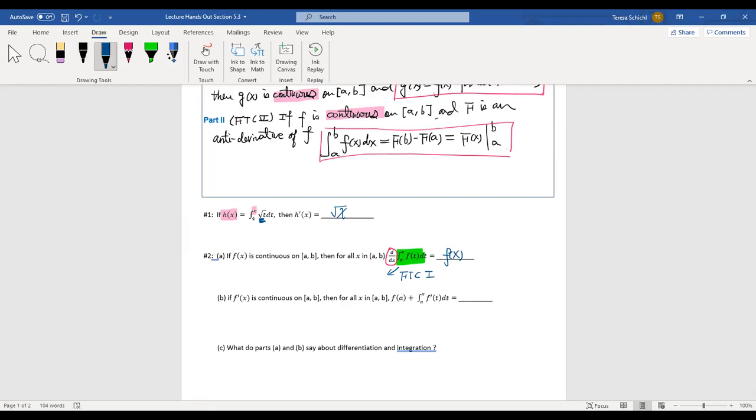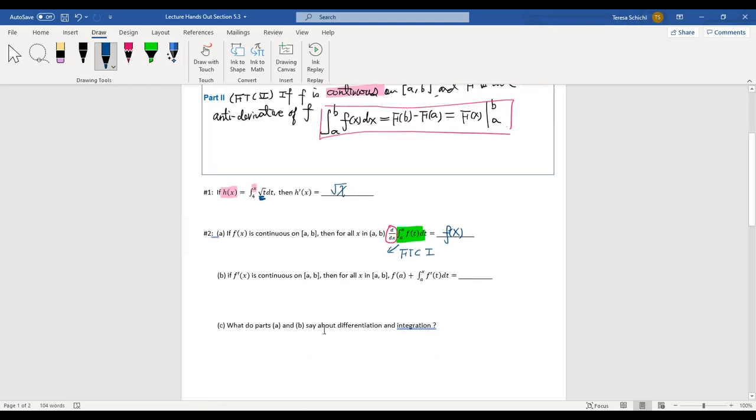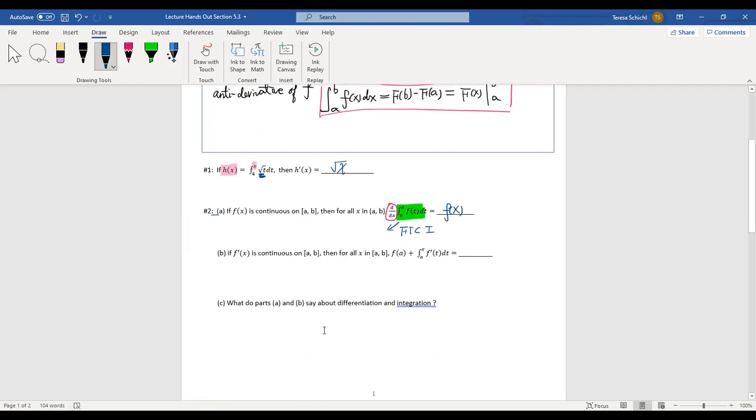Okay, now let's take a look. It says if f prime of x is continuous on [a, b]. Be careful with the notation here: this is f prime of x that is continuous on [a, b]. They want us to find what this value is. If f prime of x is continuous on [a, b], that means f of x is the antiderivative.